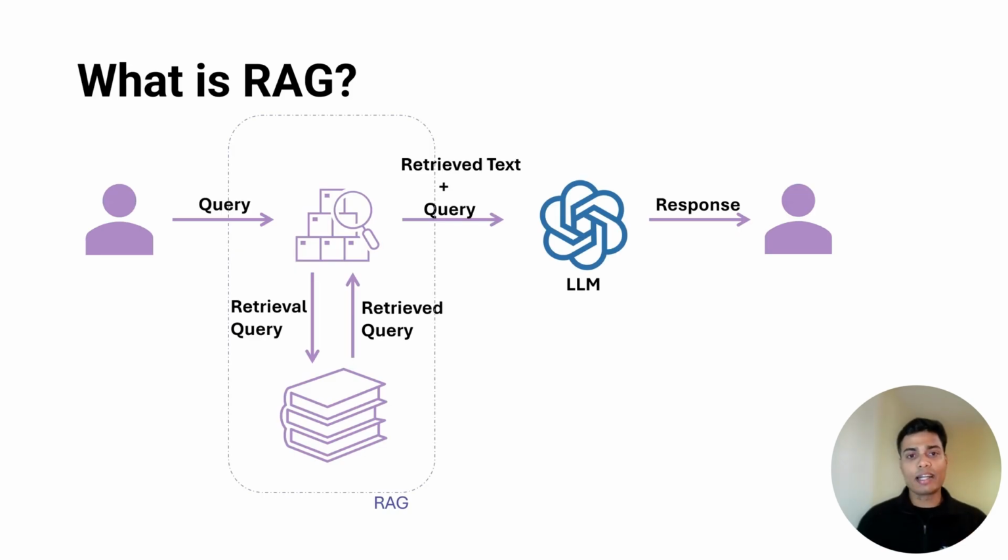So what exactly is Retrieval Augmented Generation, or RAG? RAG enhances the capabilities of LLMs by integrating them with an external knowledge base. This means they can provide more accurate and up-to-date responses by pulling in relevant information. It is like giving your LLM a superpower.